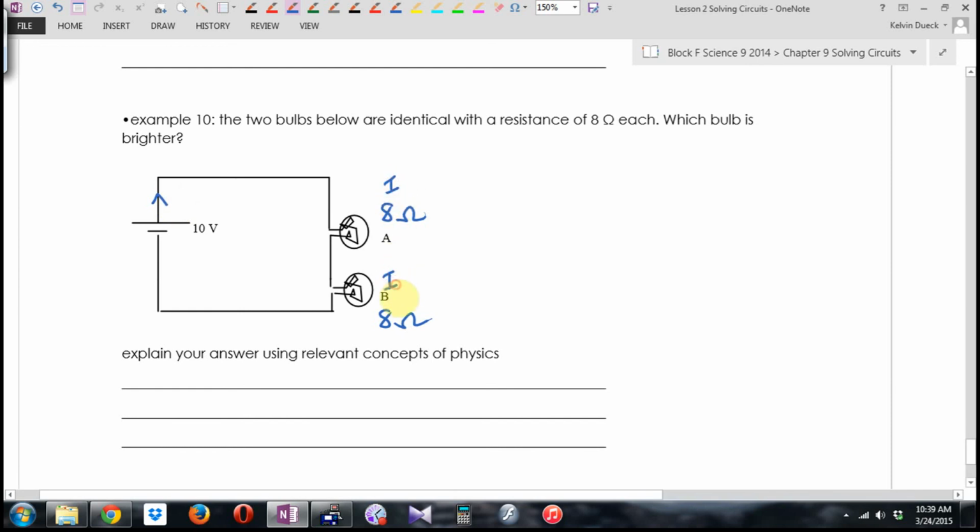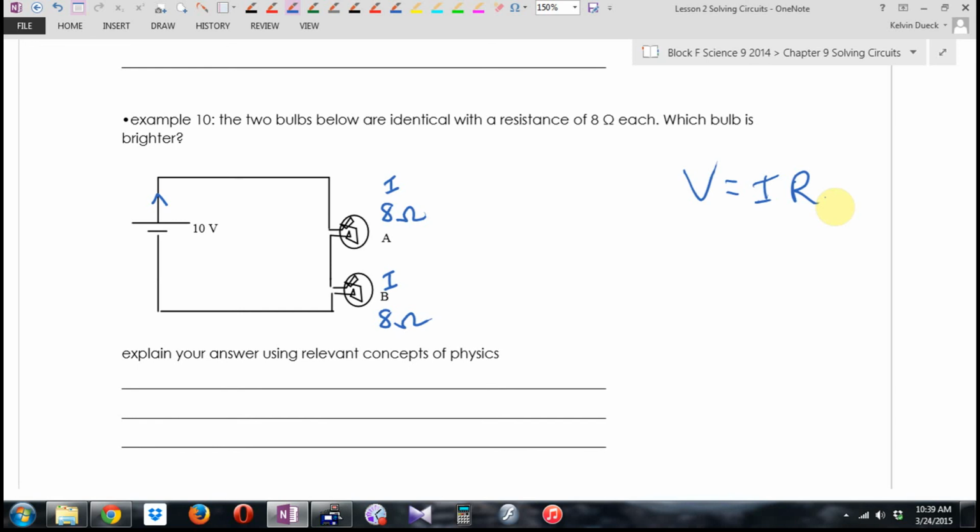Both of these have the same current. Listen close, this is important. I'm going to do some reasoning. Both of these have the same current. Both of them have the same resistance. If they both have the same current and the same resistance, what can you tell me about their voltages? They're the same. They have to be the same.